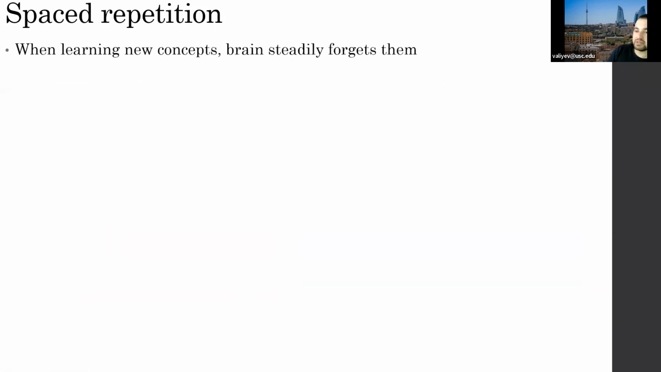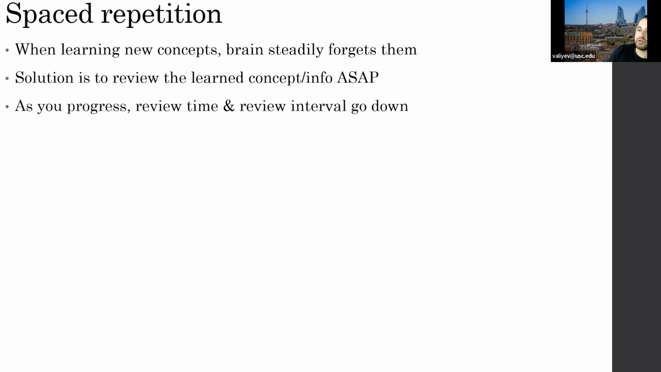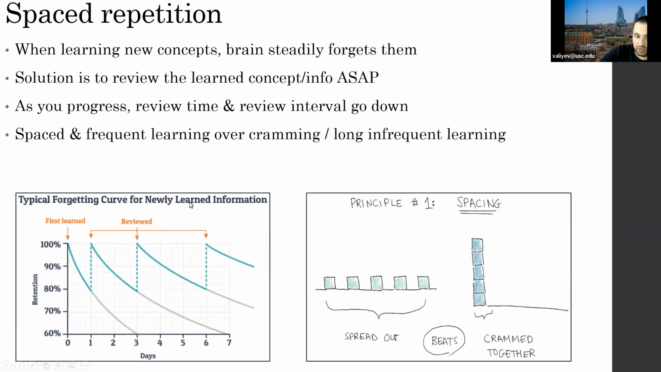And there is a technique called spaced repetition. When you learn stuff, you steadily forget it, and the solution is to review the learned stuff as soon as possible, because we have this curve. I don't know if you have seen it or not. It's the typical forgetting curve for newly learned stuff. As you see, in the beginning the slope is very steep. It means that in just 3 days, you can forget everything you learned. You go from 100 to 0 in just 3 days.